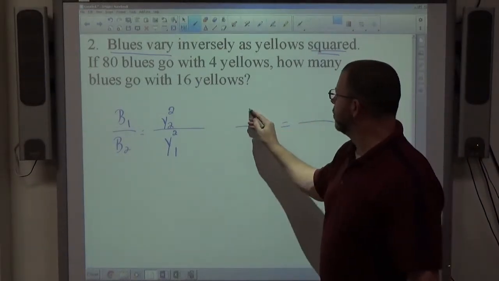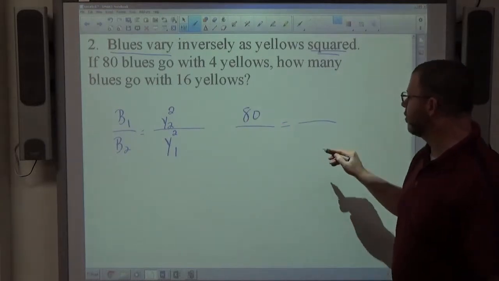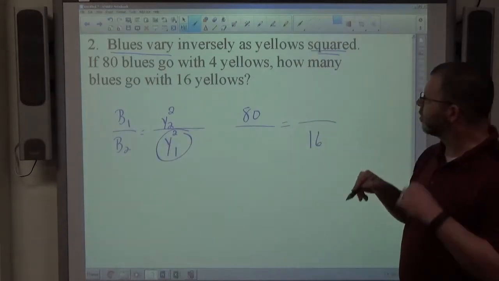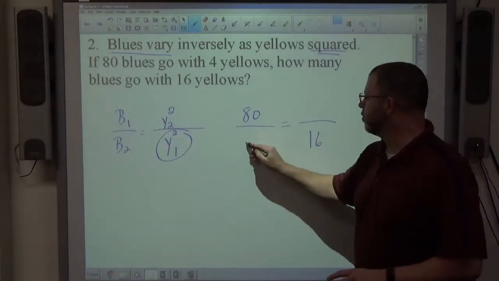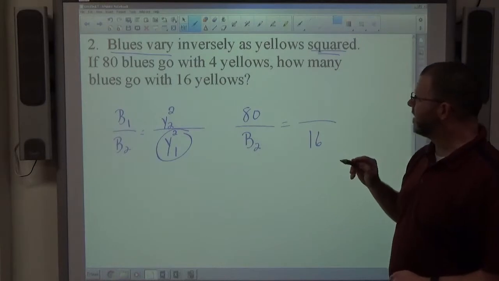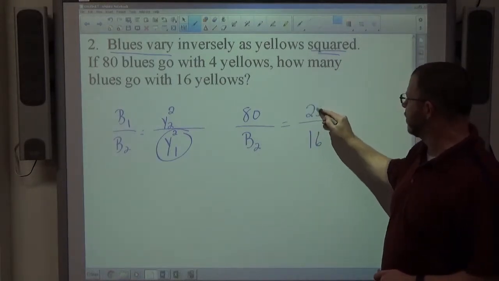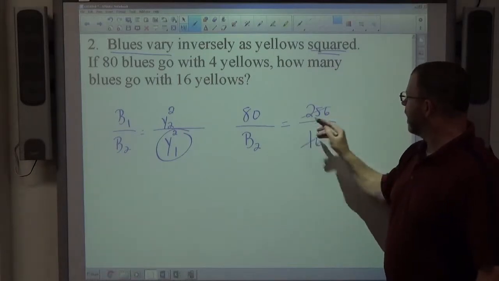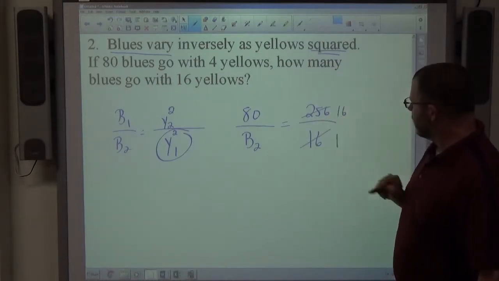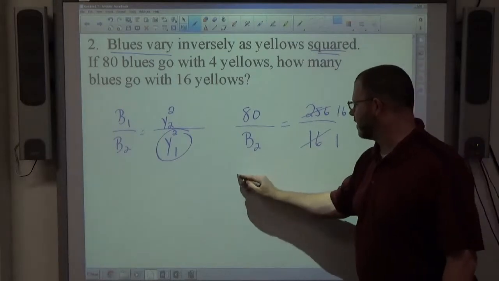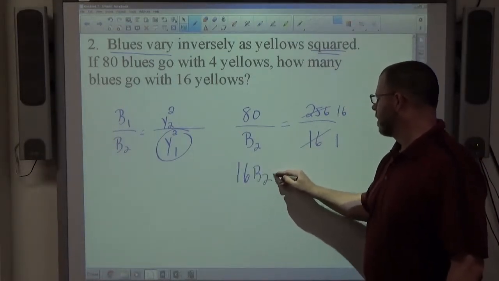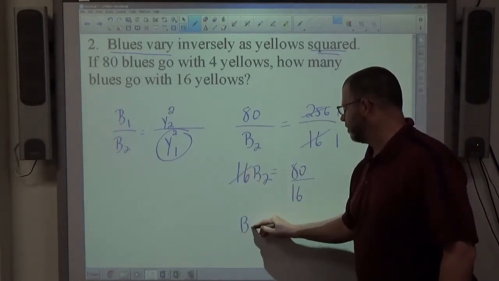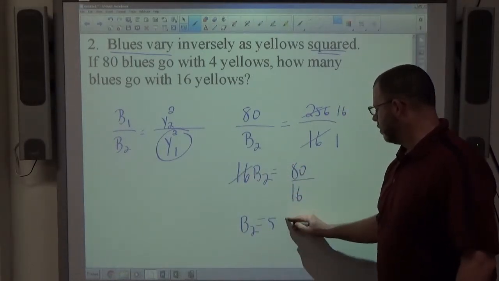The initial number of blues, 80, goes with the initial number of yellows, 4. But it is squared, so when I put 4 in, 4 squared, 16. How many blues? We don't know. B sub 2. Go with 16 yellows, so 16 squared is 256. These are big enough numbers I probably want to reduce, so that cancels 16 and 1. Now if I cross multiply, I get 16 times B sub 2 is equal to 80. Divide by 16, we get B sub 2 is equal to 5 blues.